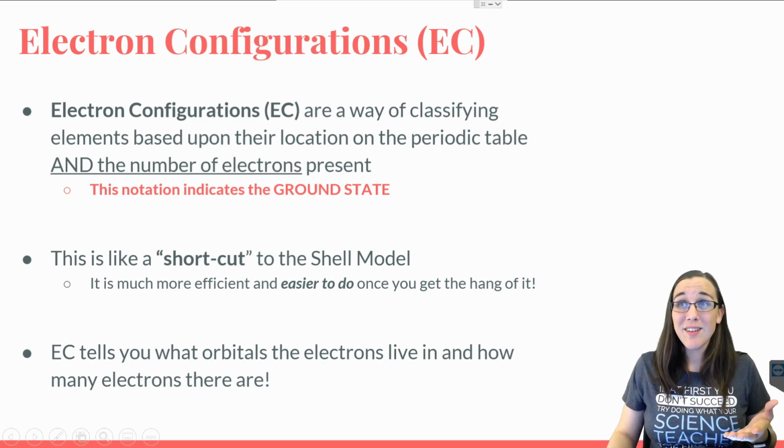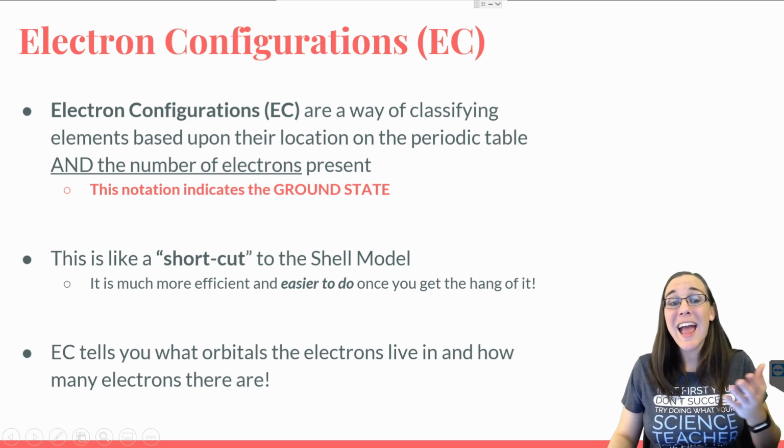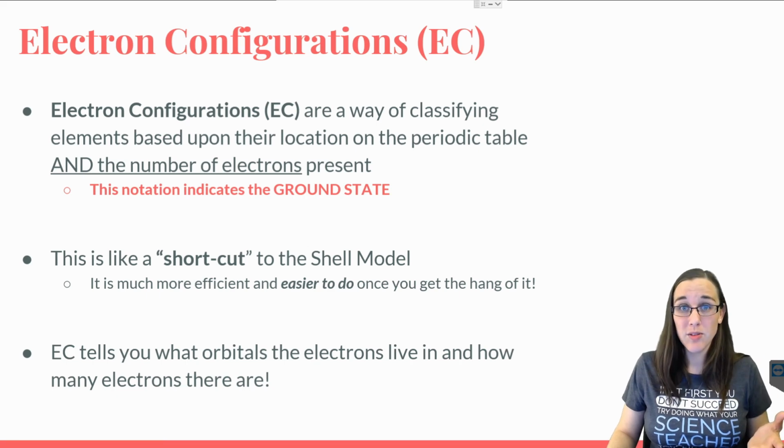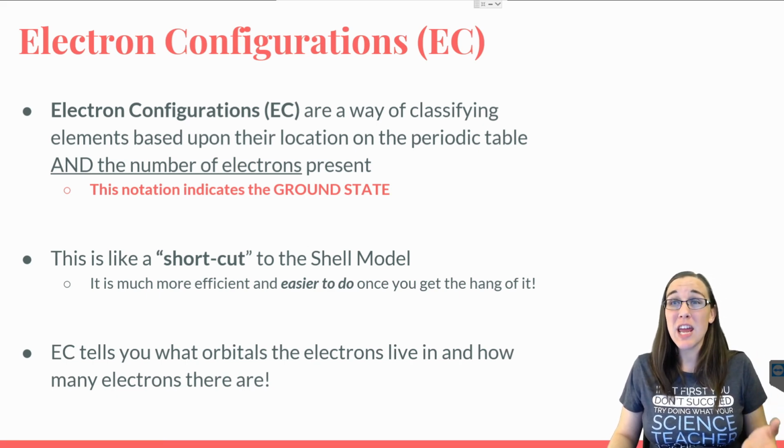The benefit of an electron configuration is that it also tells you what energy the electrons are living in and what orbital they're living in, based off of the shape of an orbital and the level of an orbital.